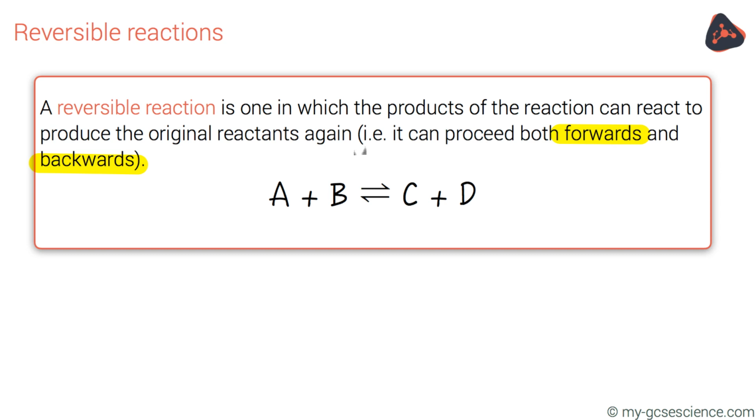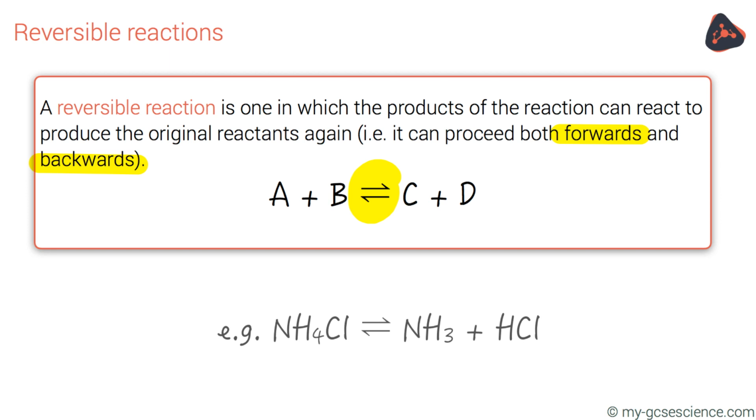Most reactions aren't reversible, but if a reaction is reversible, then it will have this double-headed arrow. Make sure that each arrow only has a half head and the top one is facing the right-hand side and the bottom one is facing the left-hand side. Here is an example of a reversible reaction, where heating ammonium chloride turns it into ammonia and hydrogen chloride gases.